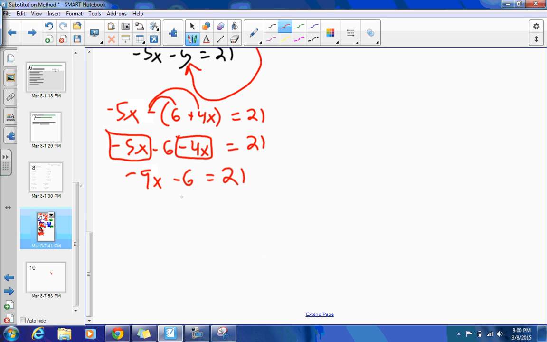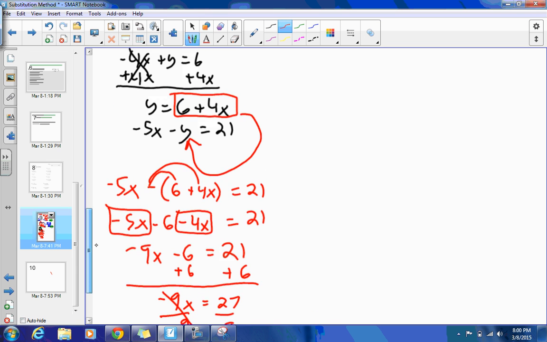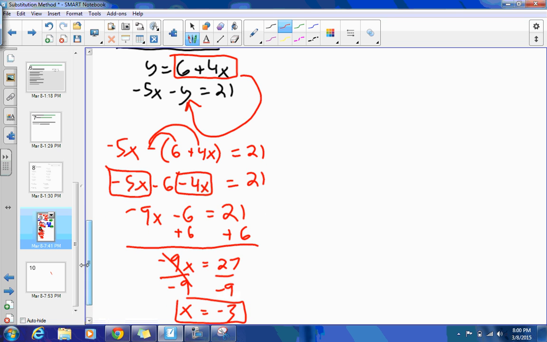And now we can solve for x, where we can add 6 to both sides. This is PEMDAS backwards now. We end up with -9x equals 27. And then finally divide both sides by -9 to solve for x. And your x is -3. So in our answer here, we'll have -3 as our x, and we still have to figure out that y.